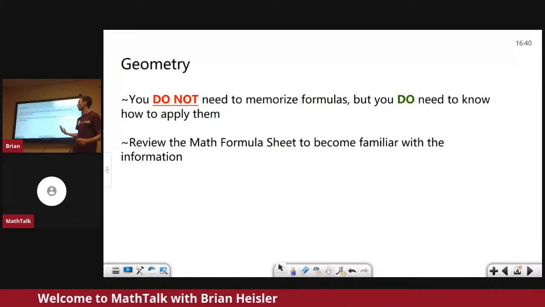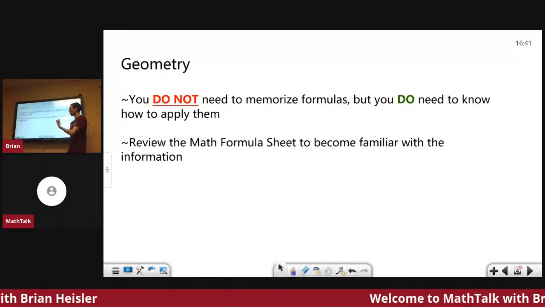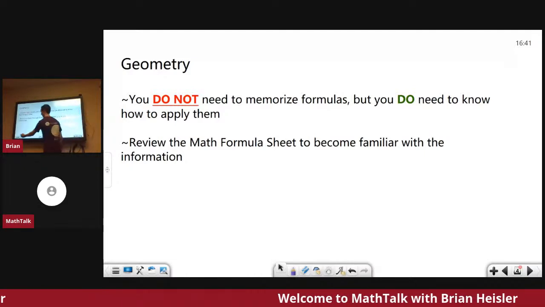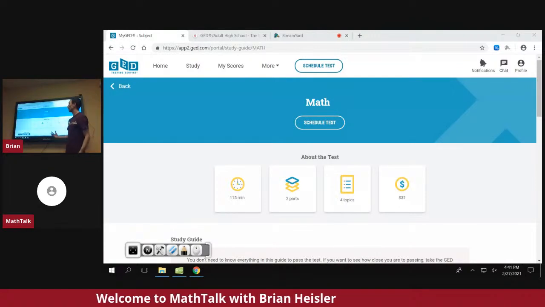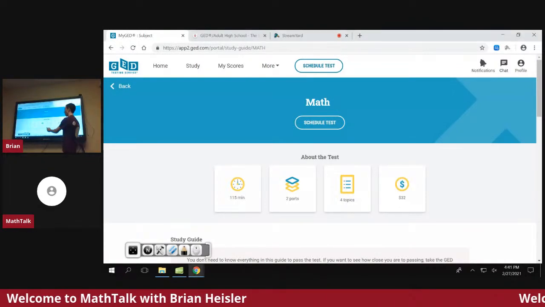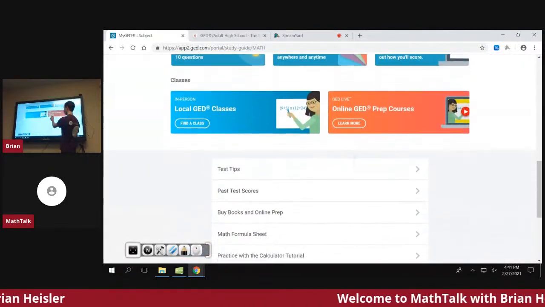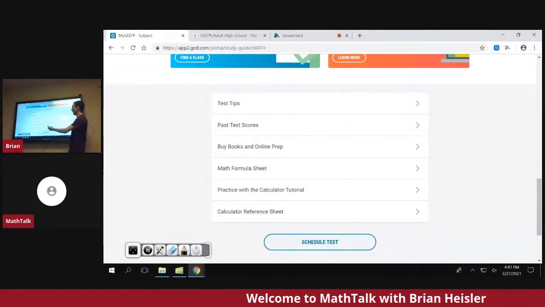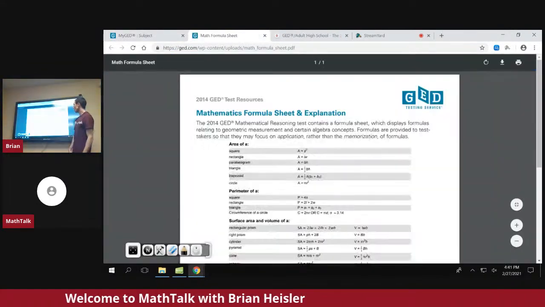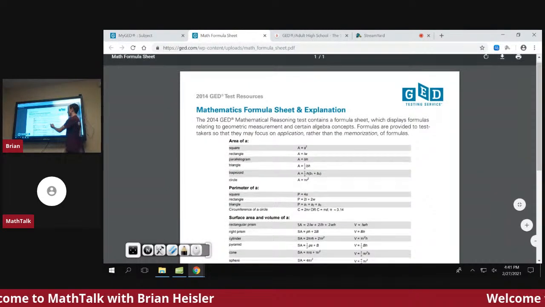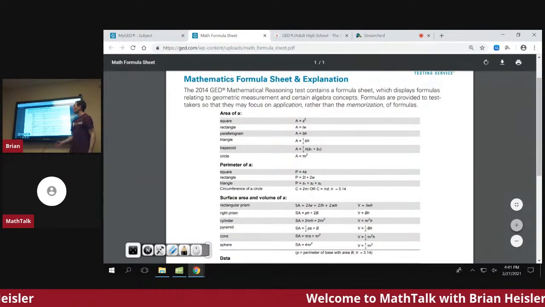But there are a lot of formulas on there. And so to give you an idea of what that looks like and what I mean, I'm going to go back to the GED website because, again, the formula sheet can be found on there. And if I go all the way toward the bottom, you'll see that the math formula sheet is right here. It's going to load, and here it is. So I'm going to zoom in a little bit.